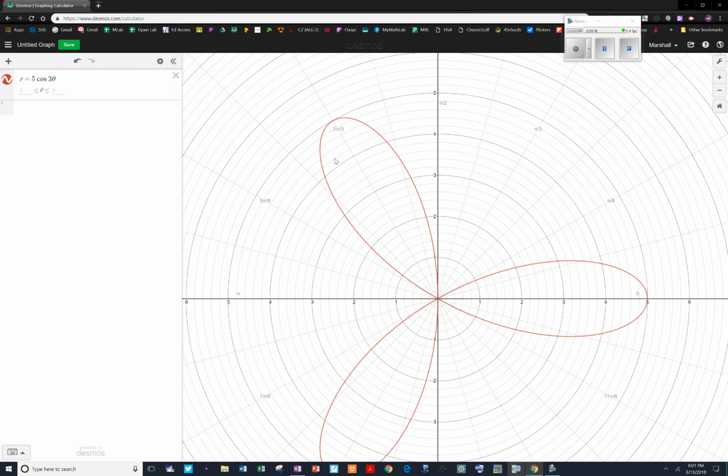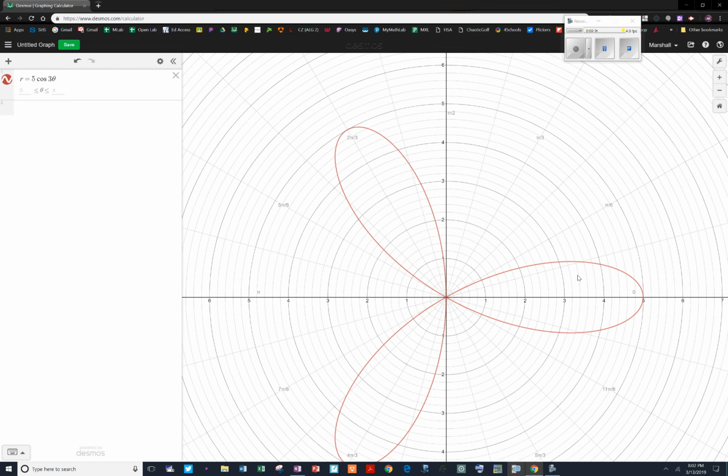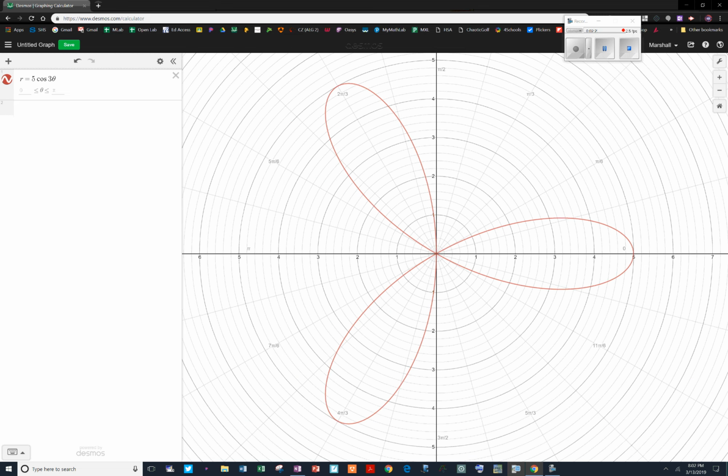Remember, in the polar graph, R is the distance from the pole right here to any point. So this point right here, this petal tip, by the way, these things are called petals here. This petal tip is 5 units away. The other thing I'd like you to notice is there are 3 of these petal tips on this graph. So the 5 is related to the length of that petal tip, and the 3 is how many petals that we have right there.